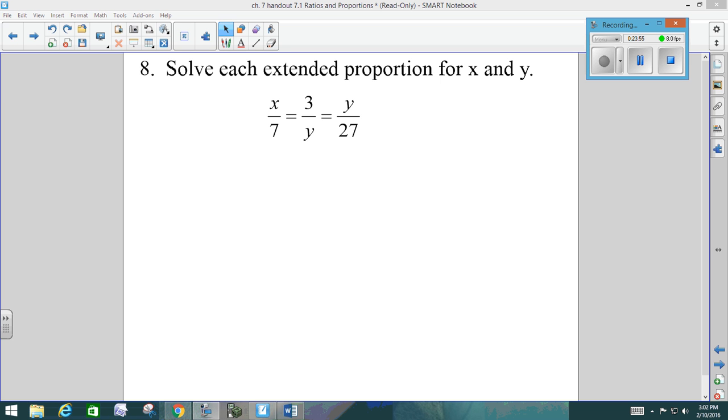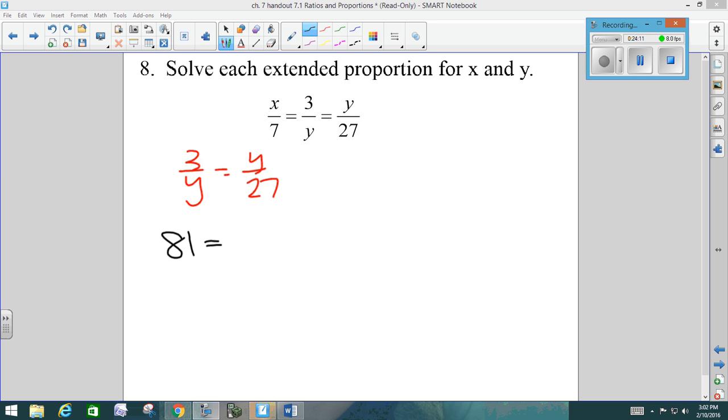Kendra, which two of the 3 did you choose first to solve? Good. So when I multiply the extremes, 3 times 27, we get 81, right? And y times y is y squared. Good. Anytime you take something times itself, it's called squaring it. So this would be y squared, not 2y, y squared. What times itself gets you 81? 9. So y would equal 9 then. Take the square root of both sides and y equals 9.